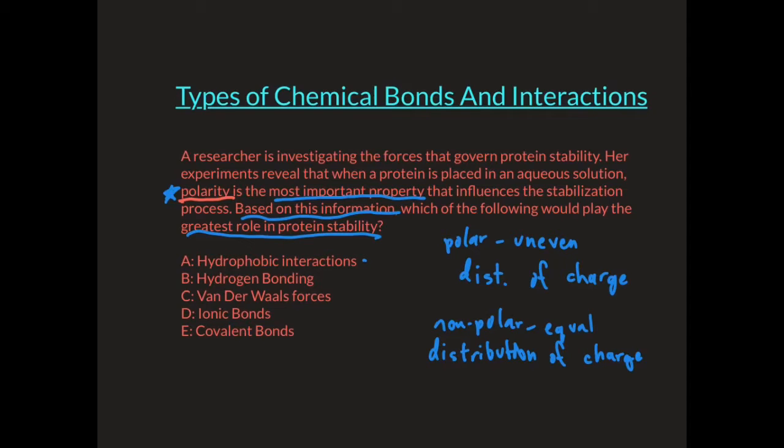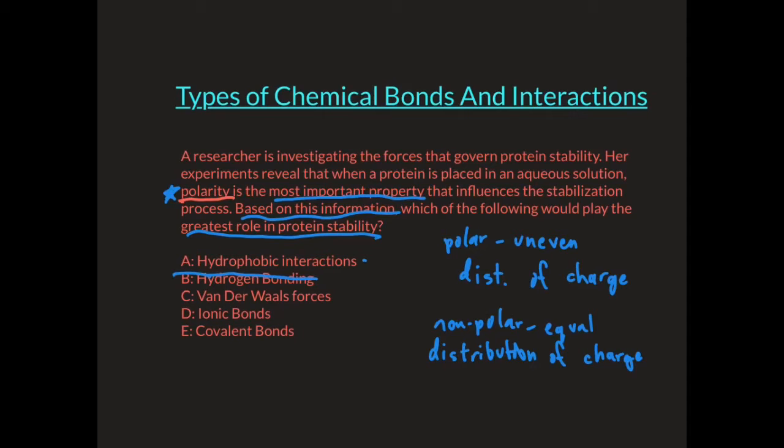Hydrogen bonding. Now, hydrogen bonding has to do with electronegativity, which is another property you might remember from chemistry, and it deals with hydrogen having a tendency to form weak bonds with electronegative elements such as oxygen or nitrogen. Now, this isn't really relating to polarity, so we can get rid of that.